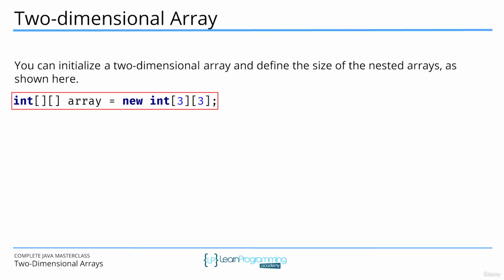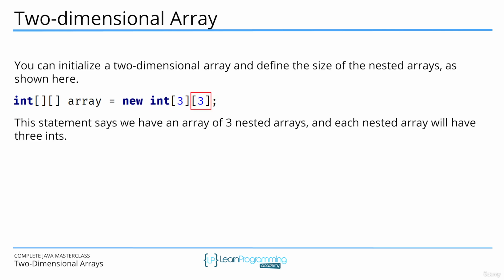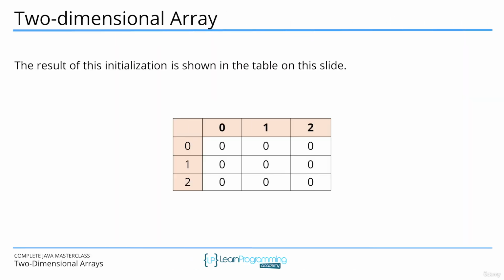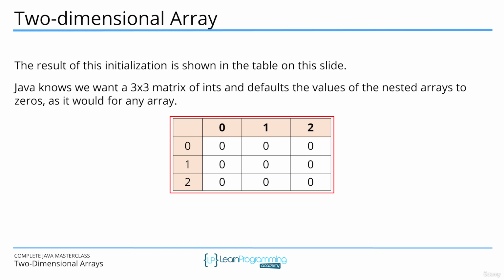You can initialize a 2-dimensional array and define the size of the nested arrays as shown here. This statement says we have an array of 3 nested arrays, and each nested array will have 3 ints. The result of this initialization is shown in the table on this slide. Java knows we want a 3x3 matrix of ints, and defaults the values of the nested arrays to zeros as it would for any array.